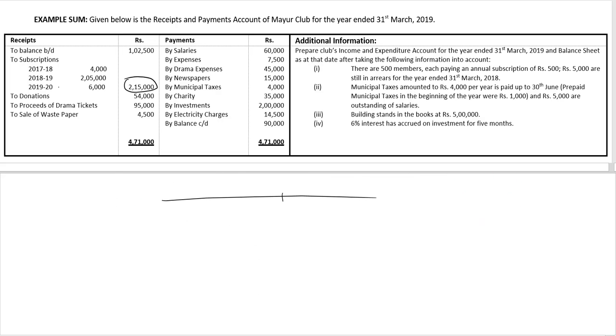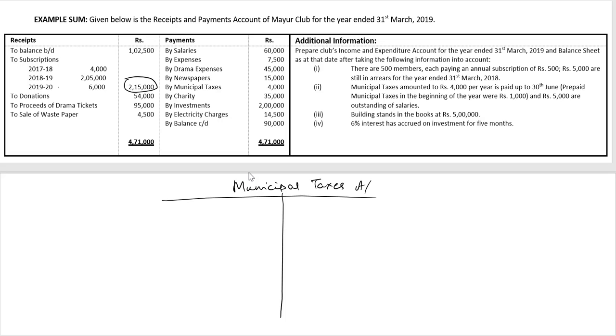We'll move on to the municipal taxes account. It says prepaid municipal taxes in the beginning of the year was rupees 1,000. Prepaid municipal tax is an asset, to balance brought down 1,000 rupees. The amount which is paid in the current year is rupees 4,000 to bank account, 4,000 rupees.